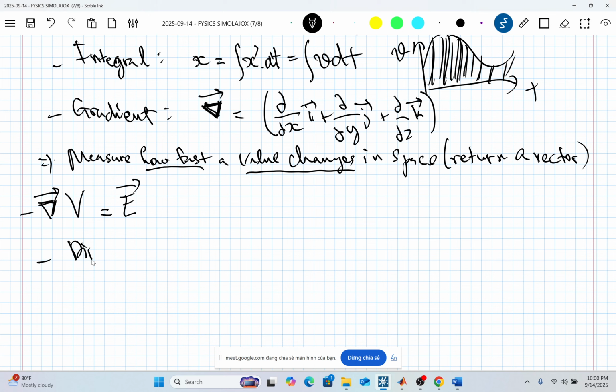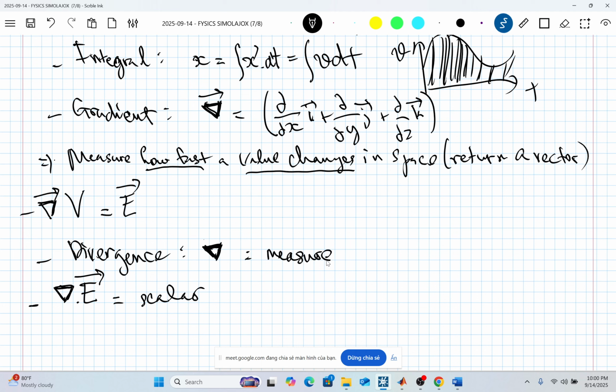Then you will have integral, not integral. You have divergence. Divergence is also an upside down triangle, but it is a scalar. It's not a vector, it is a scalar. And when you take the divergence of a vector, you will return a scalar. Okay, so the divergence measures how much that vector diverges.